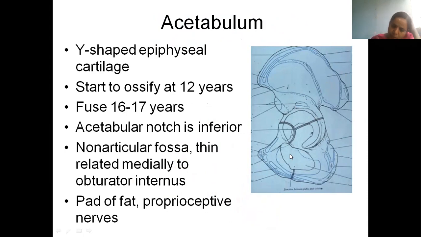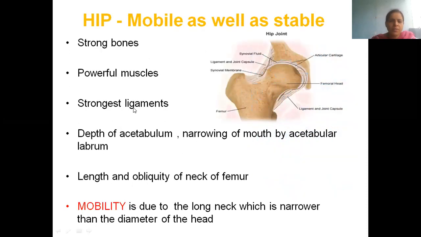Okay. Then when you dissect it out, I will show you one slide also, a dissected picture, where you will see the acetabulum is filled with a lot of fat other than the head of the femur. Okay, a pad of fat is there. We have nerves surrounding it which will have proprioceptive fibers. So the hip joint is of course very much mobile as well as stable.